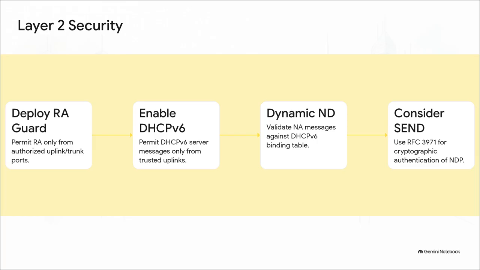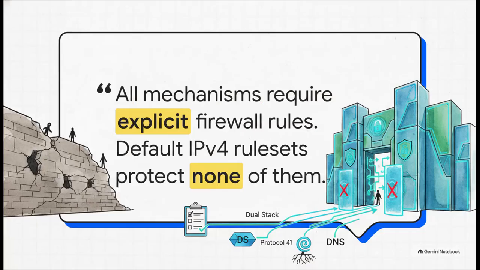Step 2. Enable DHCPv6 guard. This ensures DHCPv6 server messages are only permitted from trusted uplinks, preventing an attacker from assigning rogue DNS servers. Step 3. Enable dynamic neighbor discovery inspection so you can validate messages against your DHCPv6 binding table. And Step 4. For your highly secure segments, strongly consider implementing SEND, RFC 3971, to add actual cryptographic authentication to your neighbor discovery process. I want to leave you with this uncompromising, stark warning straight from our source material.